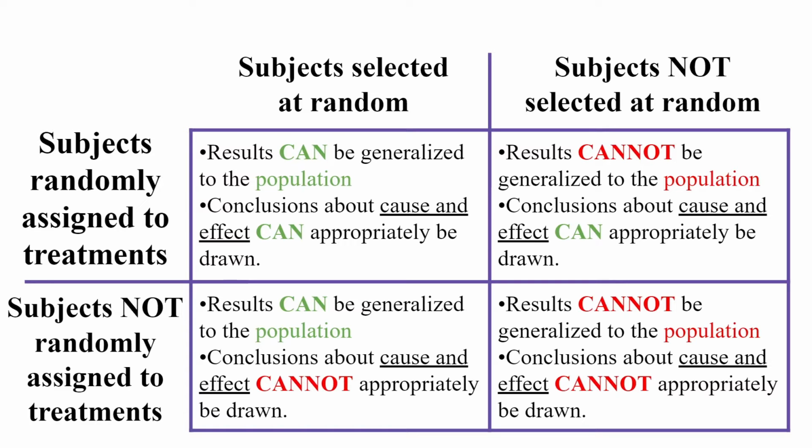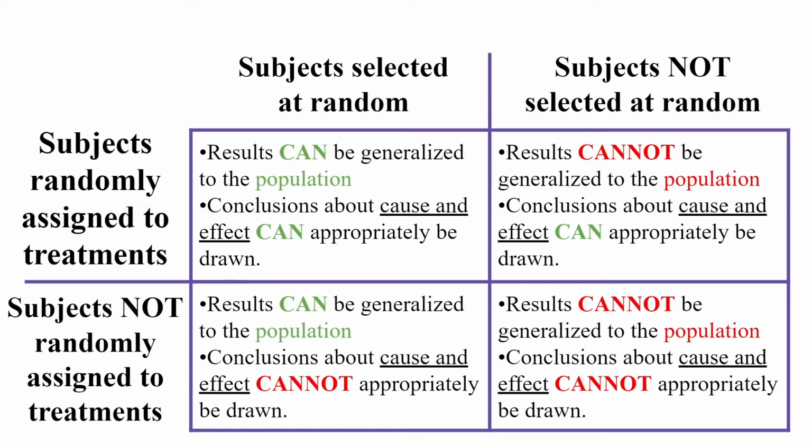So you see, if we don't select the subjects at random, we can't generalize to the population, only to the participants in that sample. If the subjects are not randomly assigned, we can't conclude cause and effect. There could have been some other factor based on how we assigned the treatments that actually caused the observed response.